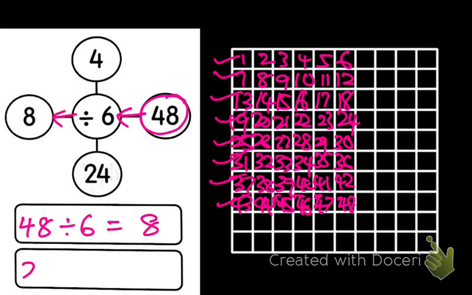1, 2, 3, 4, 5, 6, 7, 8. Okay, now 24 we divide by 6. Okay, equals to 4. Is it true? Okay, look at this. 24 is over here. So, is it true for 1, 2, 3, 4? Yes, it is 4.